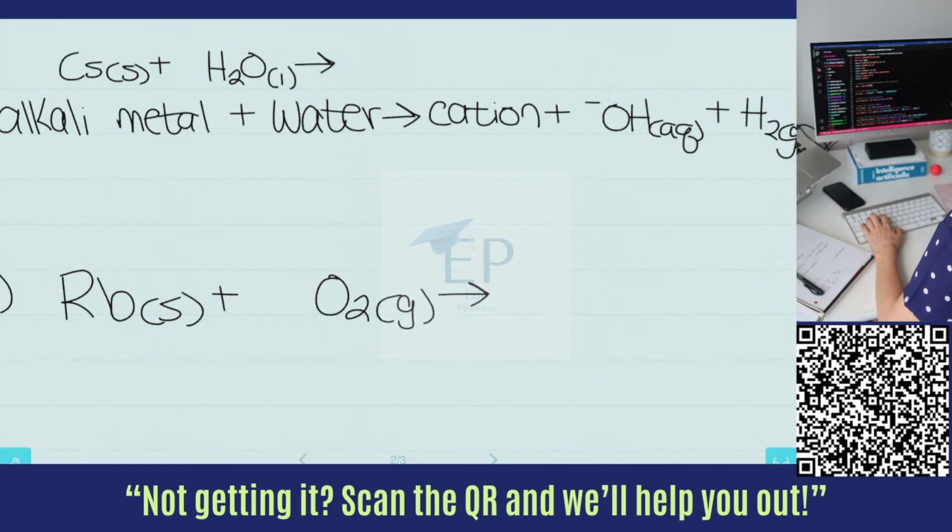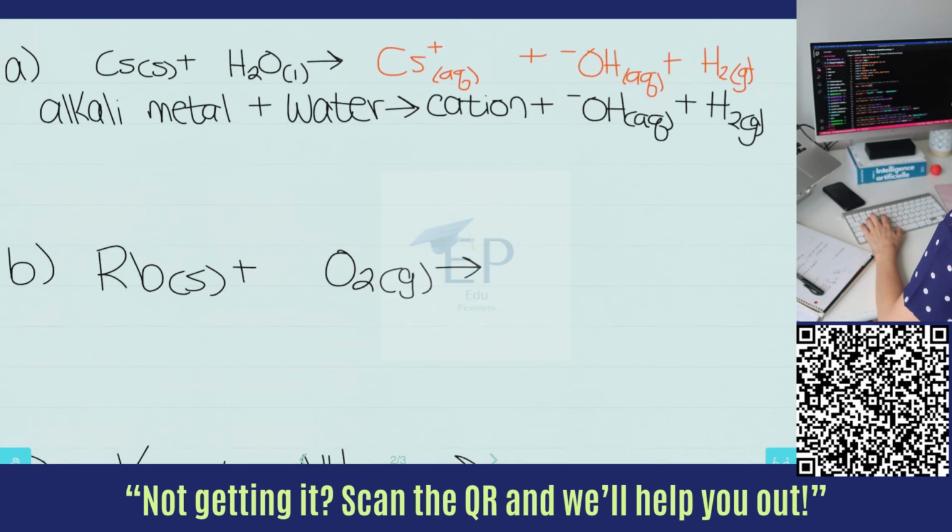Given that our alkali metal is cesium, our cation is going to be cesium cation. And since cesium is a cation, it is able to dissolve in water, so it's aqueous. Next, we have the hydroxide anion, which is also aqueous. And finally, we have hydrogen, which is a gas. Now that we have our complete reaction, all we have to do is write out our coefficients.